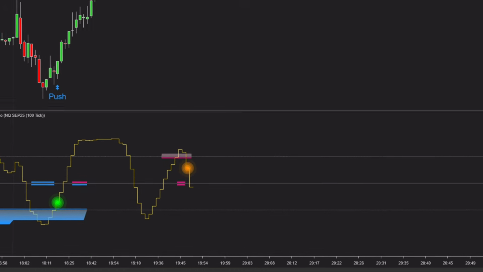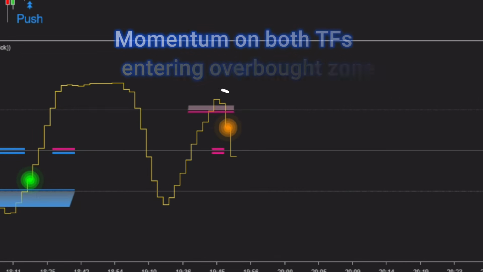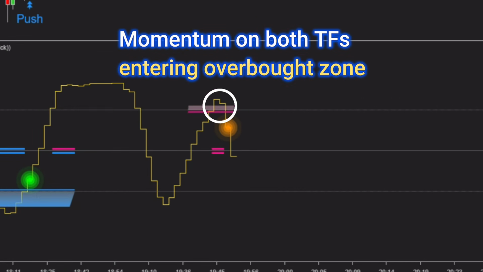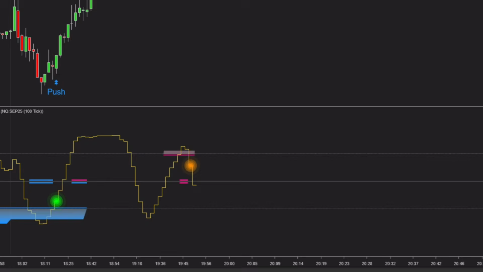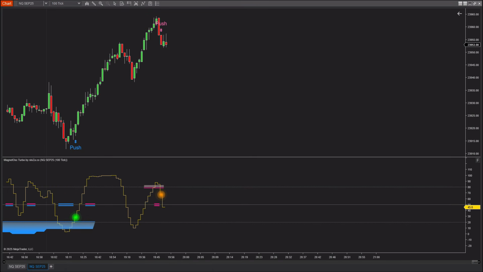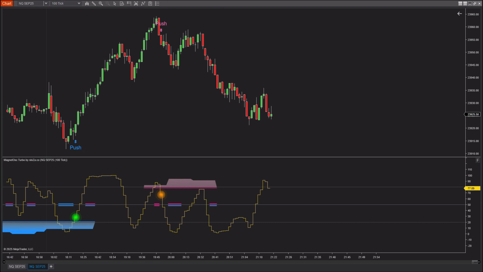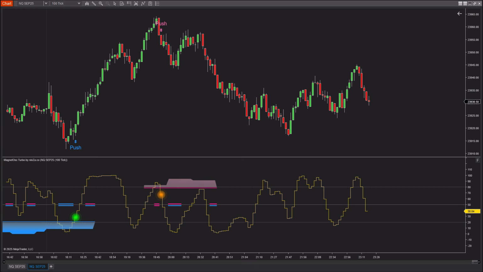Conversely, when momentum from both time frames simultaneously enters the overbought zone, the indicator starts looking for signs of a potential downside reversal. By analyzing momentum and the reliability of specific candles, the system then identifies the right moment to suggest a sell signal. This means that instead of simply reacting to the market being overbought, Magnet OSC Turbo filters and pinpoints more reliable entry points, increasing the likelihood of success when trading based on a sell signal.